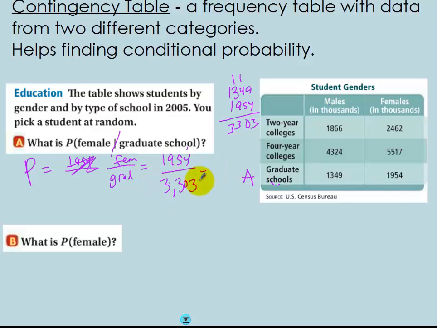And if you reduce that, if possible, you can just leave it like this. Or a decimal would be approximately 0.59.